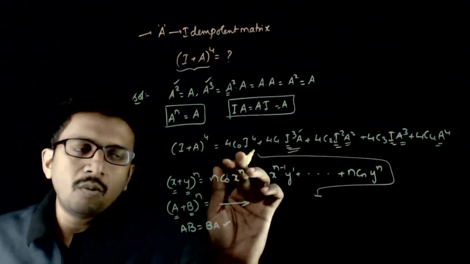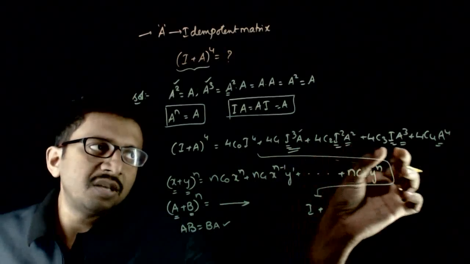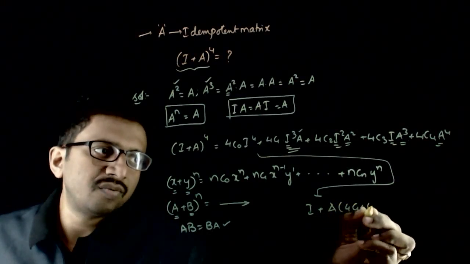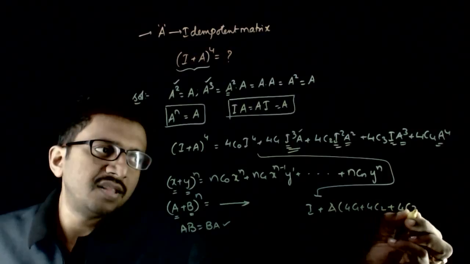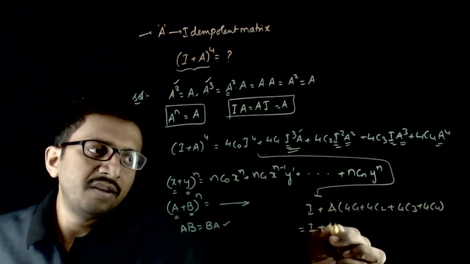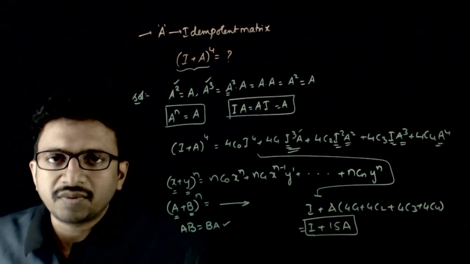So this becomes 1 times I power 4, which is I, plus all these terms become A. So A times (4C1 + 4C2 + 4C3 + 4C4), that is equal to I plus 15 times A. So this will be the answer to this question. Thank you.